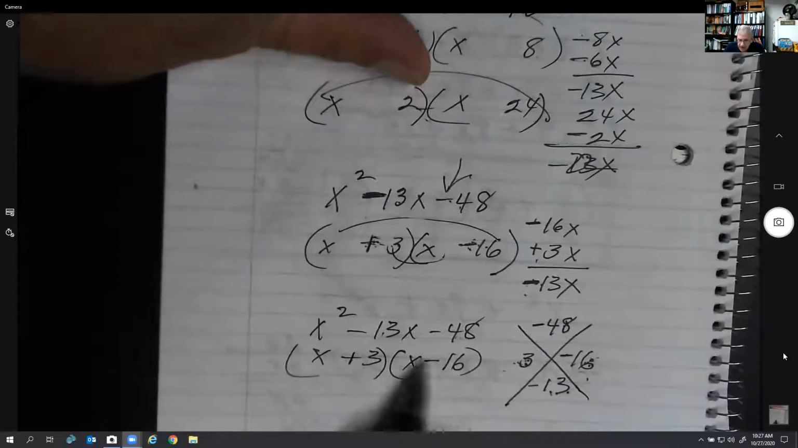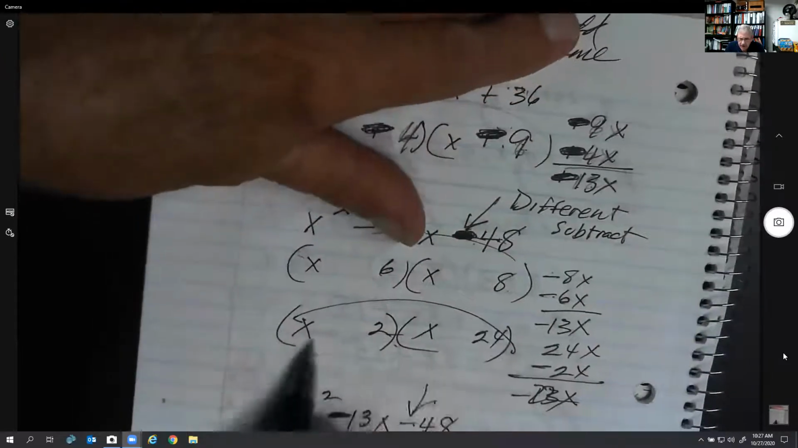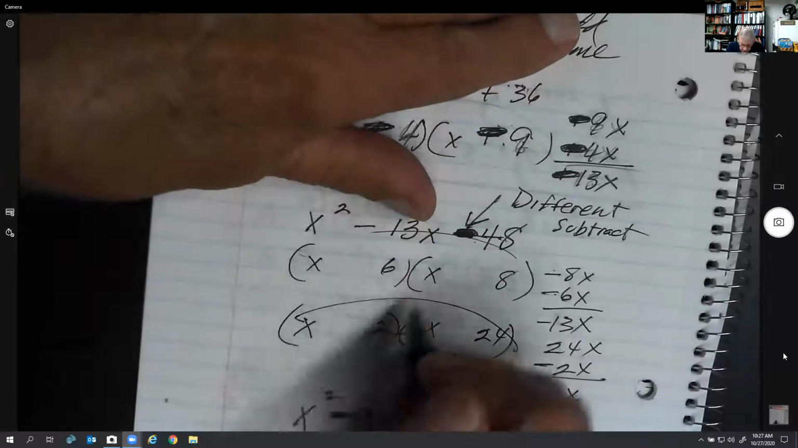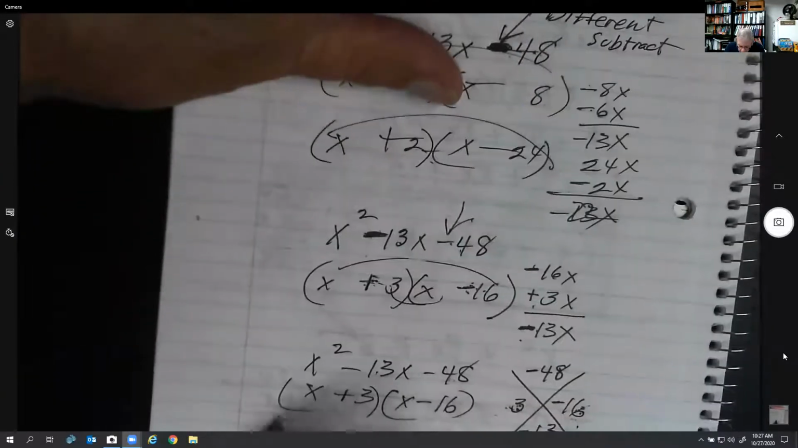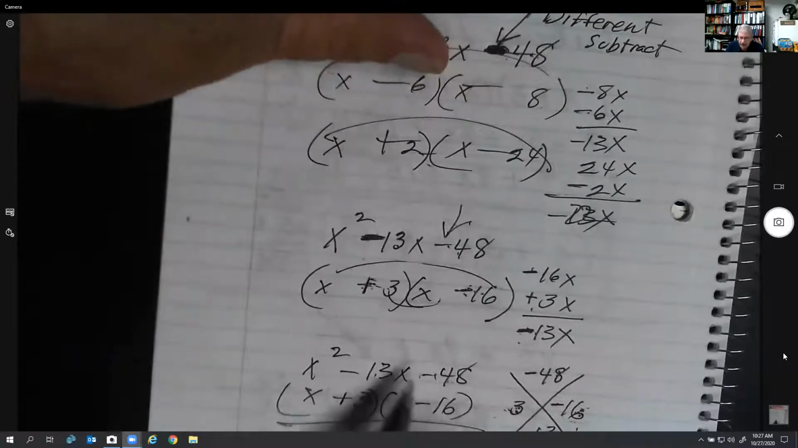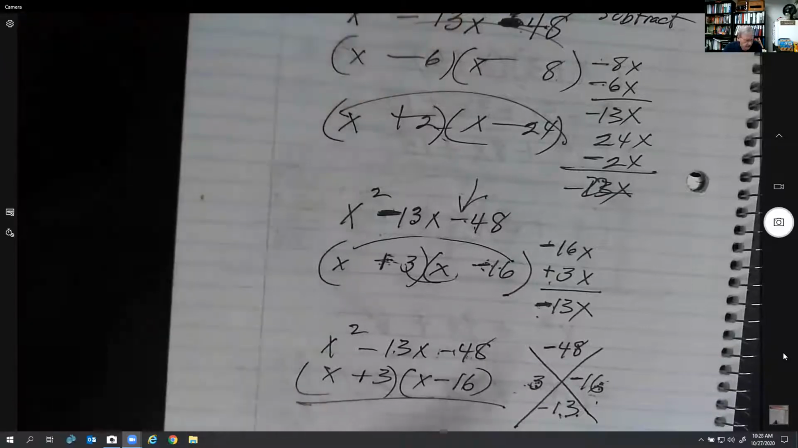There's only one combination that's going to work on this. This combination does not work. This combination does not work. We could put in signs in here, but that's not going to work. There's only one combination that will unlock this trinomial, and that's what you're trying to find.